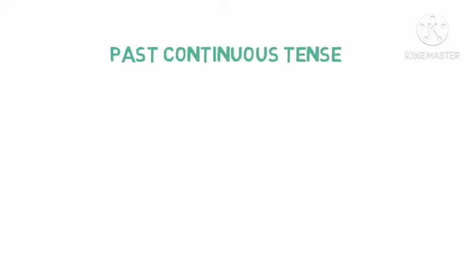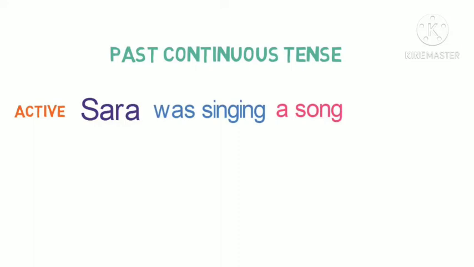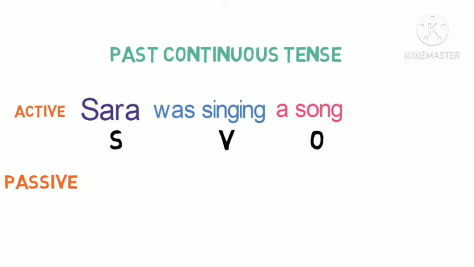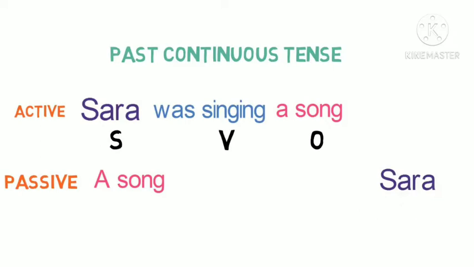Next one, past continuous tense. In active voice, Sarah was singing a song. So in this sentence, we should identify the subject, verb, object. Sarah is the subject, then singing is the verb, then a song is the object. So next step, we need to swap, interchange subject and object. So a song is the subject and Sarah will become the object.